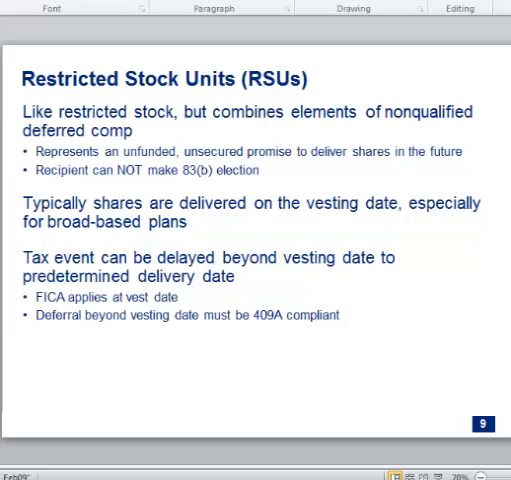Okay? So whatever the employee is picking up as income, the employer picks up a deduction. What happens after the vesting is up to the employee. They can sell the next day, they can wait and hold it for 100 years, they can throw it in the garbage, it doesn't matter. The W-2 and the employer consequences are all determined on that vest date. Okay, so that is NSOs, ISOs, ESPPs, RSAs, and RSUs.